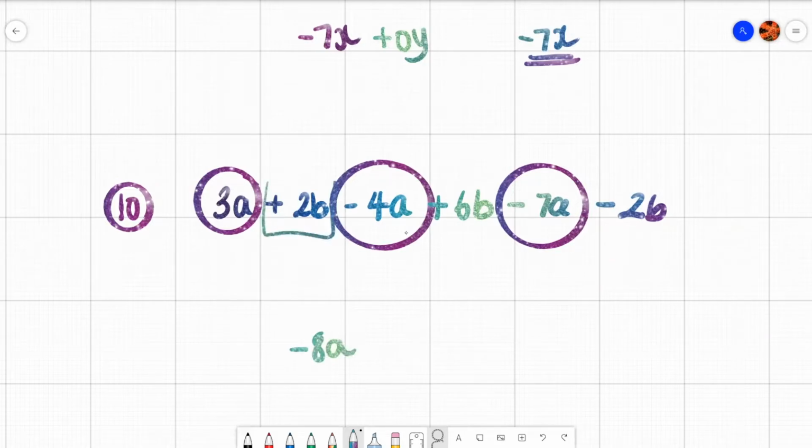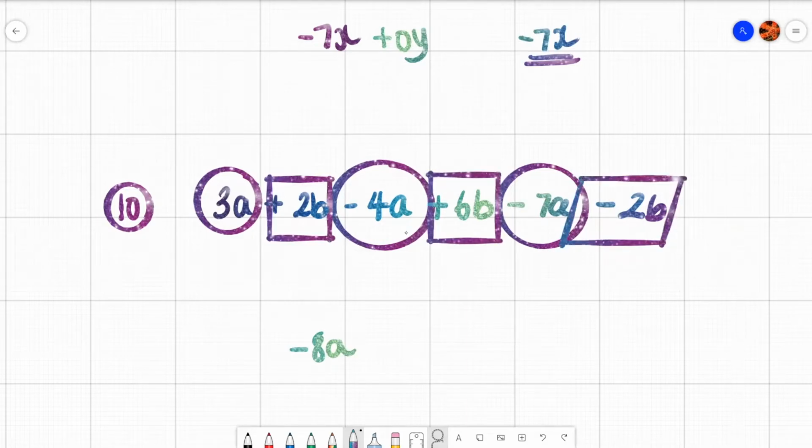Let's do the b's. I've got 2b. I've got to add 6b onto it. Then I've got to take off 2b. So 2 add 6 is 8. 8 take away 2 is 6, plus 6b. Again, we can't add these together because they're different. Therefore, it stays as it is.